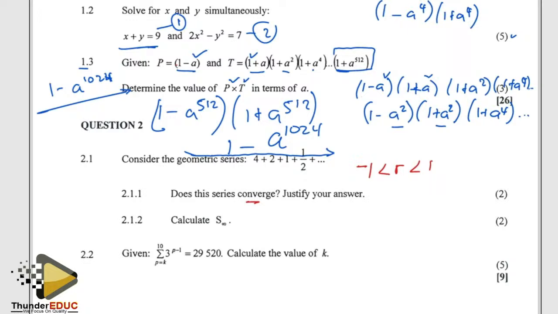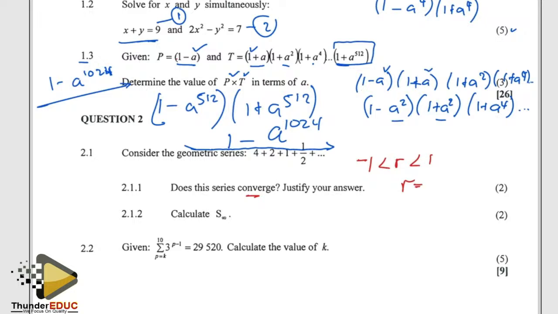So, to get r, we can use T2 over T1 or T3 over T2, just in that format. If I use 2 over 4, that is going to give me a half. So a half is 0.5. So 0.5 lies within this range of values. So we're going to say the answer is a yes because -1 is less than a half and a half is less than 1. So it's within that range or that interval.